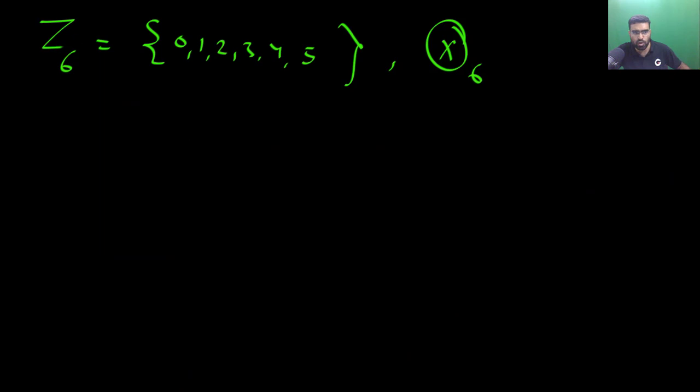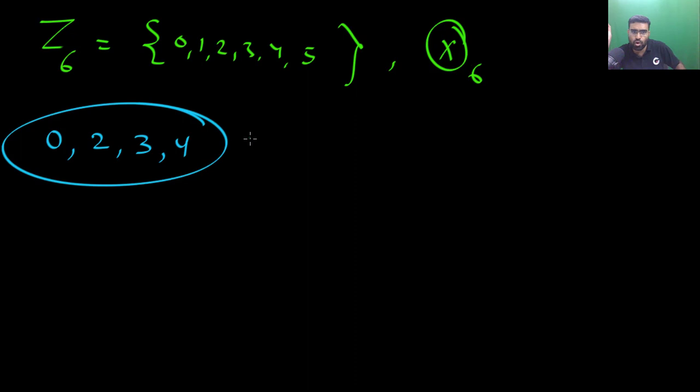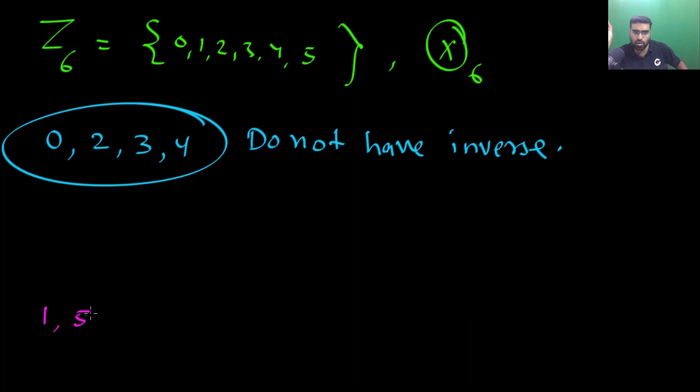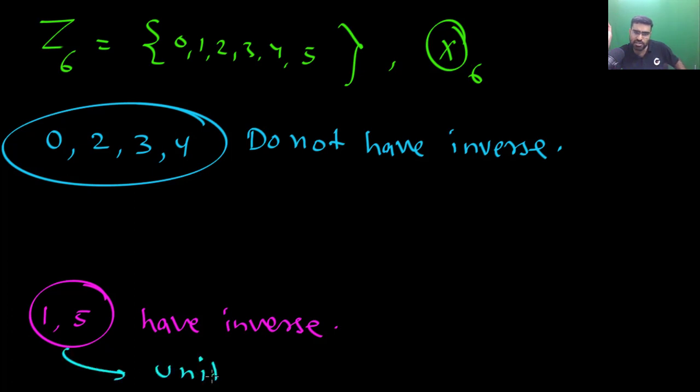Okay, now let's see this example also. In this example you can notice which elements don't have inverse. See, 0, 2, 3, 4 do not have inverse. But remember, 1 and 5 have inverse. Because these elements have inverse, I can say they are units. 1 is a unit and 5 is a unit.